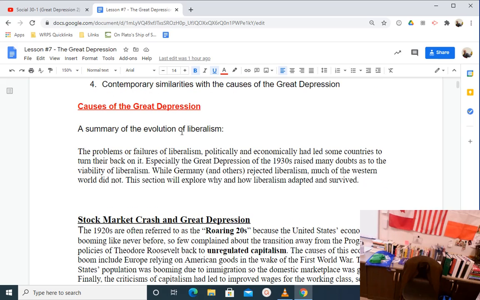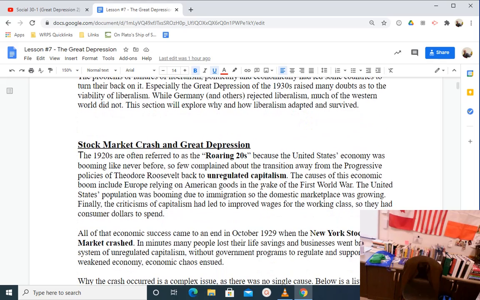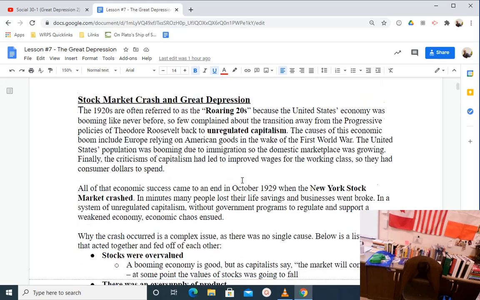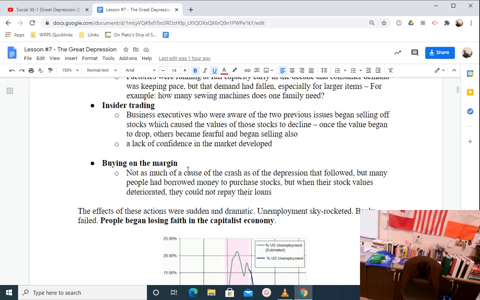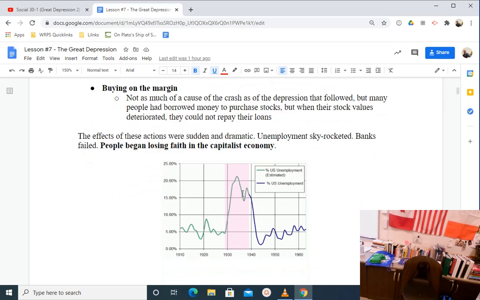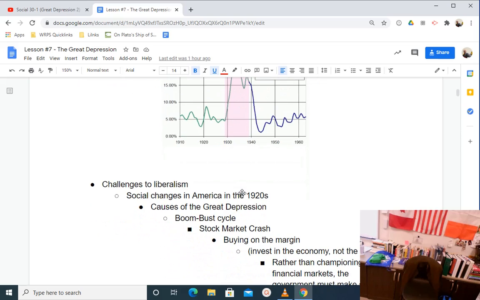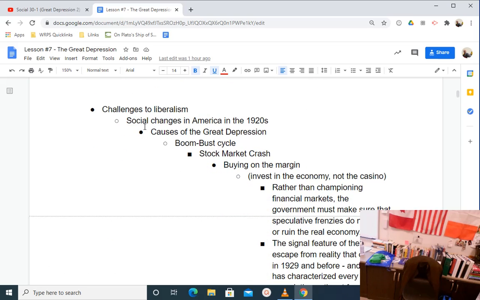A summary of the evolution of liberalism is provided here for you, and we also have some notes about the stock market crash and the Great Depression. I know you've read the textbook today in class and taken some notes from me in the video, but there are some additional notes you can go back to, especially if you're still trying to figure out what buying on the margin meant. We also have some notes that summarize how this was a challenge to liberalism itself, and how it's going to end up creating some change, including social change, in the United States.